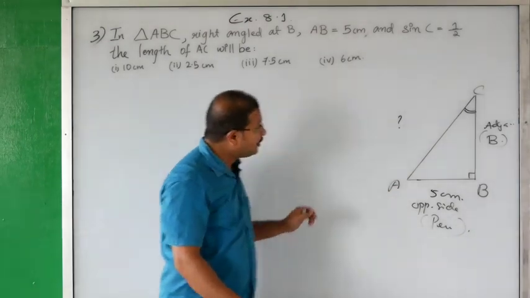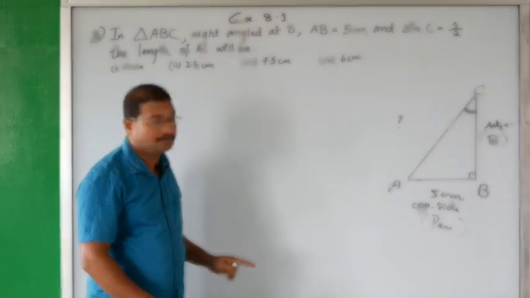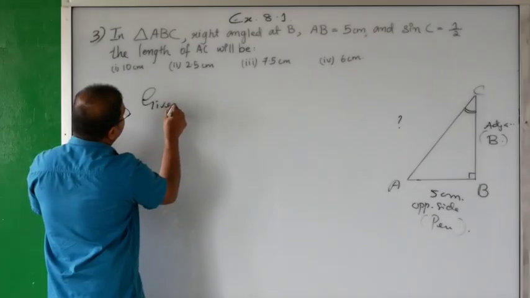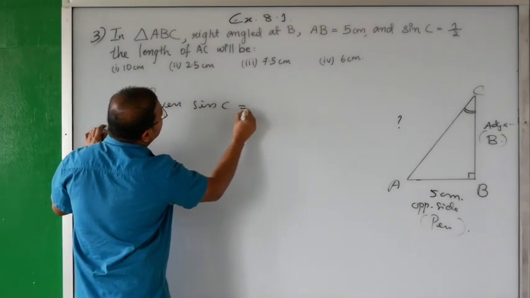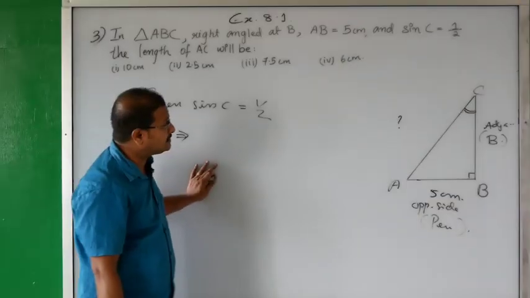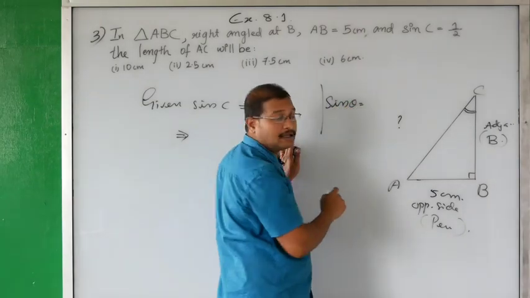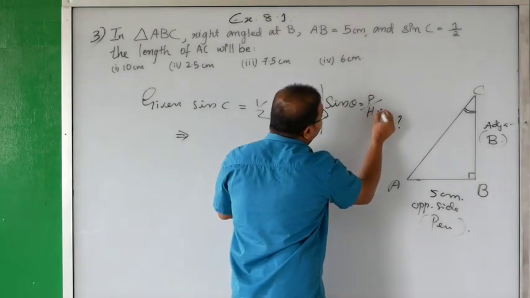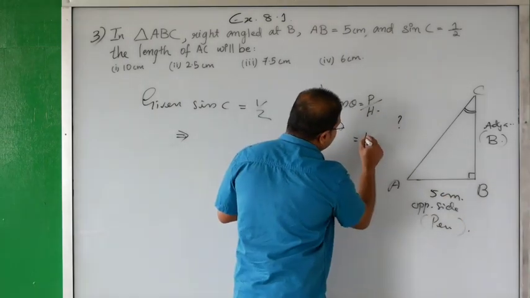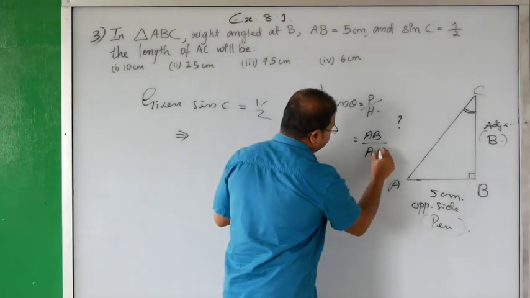Ready? Now, what we got actually? Base and perpendicular, we got it. Now, sine C is already given. That means we'll write, given sine C equals 1 by 2. But we know that sine theta is, what is the equation? Perpendicular by hypotenuse. According to this diagram, what is the perpendicular? Yes, AB divided by hypotenuse AC.